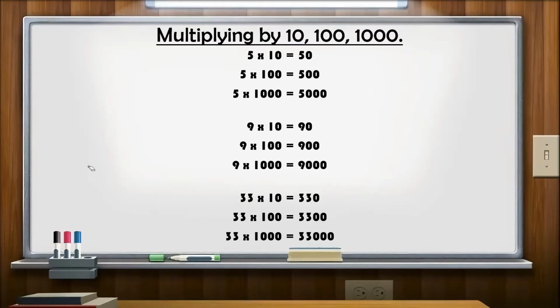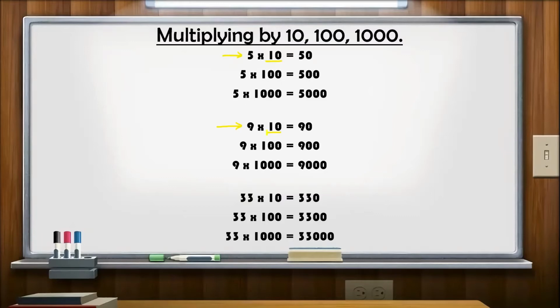So as you can see, when I multiply any number with 10, the number being multiplied has a 0 on the end of it. This means that my number is getting 10 times bigger. So in the case of 5 times 10, the number 5 is getting 10 times bigger, so it becomes 50. In the case of 9 times 10, the number 9 is getting 10 times bigger, so it becomes 90.